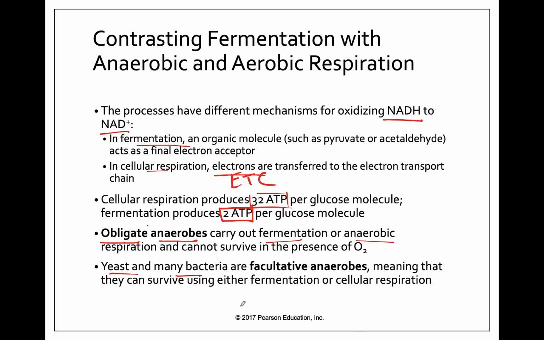Humans are obligate aerobes. So we have to have oxygen. We can only do lactic acid fermentation for a very short period of time. Lactic acid builds up in our muscles. It causes problems. It's actually a metabolic poison. So if we stop breathing oxygen and we stop doing cellular respiration, we die.